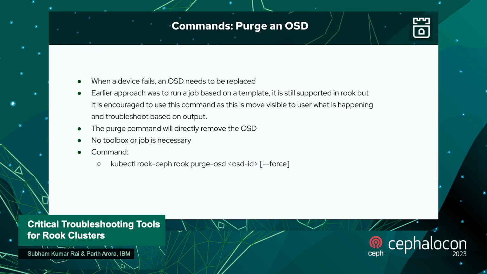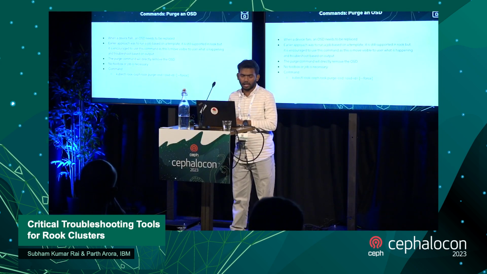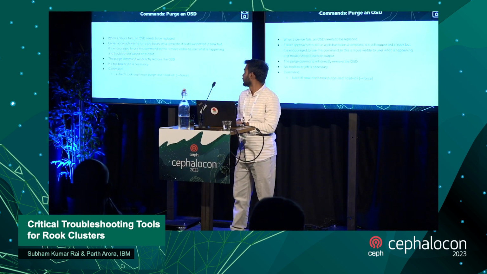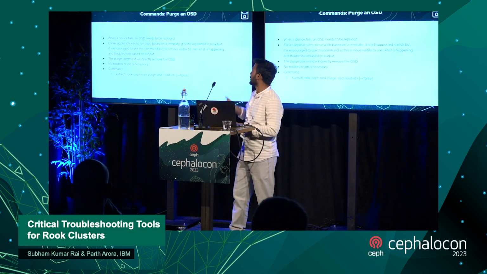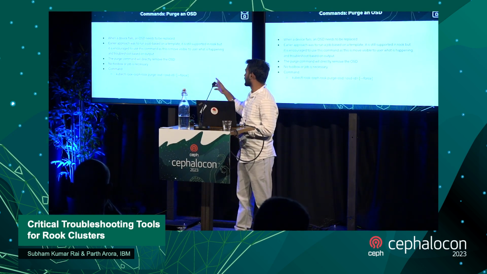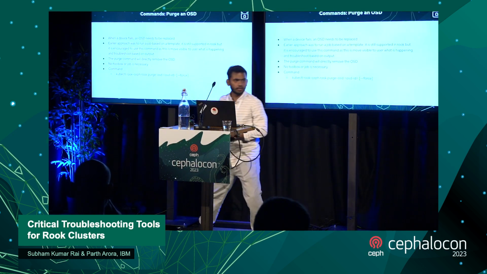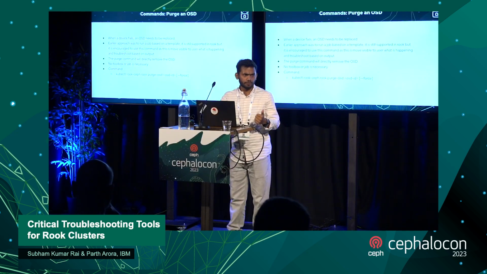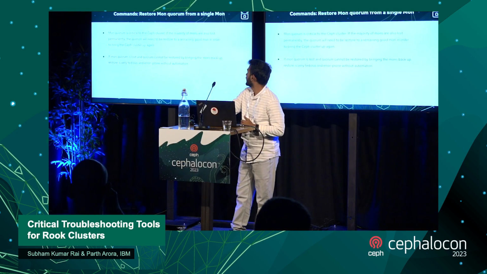The next command we will talk about is purge OSD. Let's say your OSD is bad, corrupted, and you want to remove it. Currently we have a job that does that, but why do you need a job? It will take some resources and it will take time. With the Krew plugin, it is a one-line command. You enter it and you're done. We will see the demo of this, and we will come back to it later in depth.